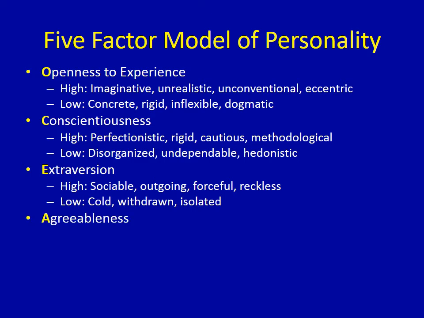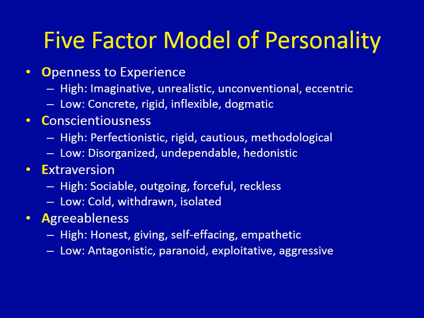The A in the five-factor model of personality stands for agreeableness. This has to do with how easy it is to interact with someone and how pleasant it is to interact with someone. So is someone an agreeable individual, or are they more antagonistic to interact with? Individuals who are high on agreeableness are pleasant to interact with. They may be honest or giving, they may be empathetic and warm, they may be self-effacing, and at very high levels of agreeableness, they may be self-sacrificing to the point of not meeting their own needs.